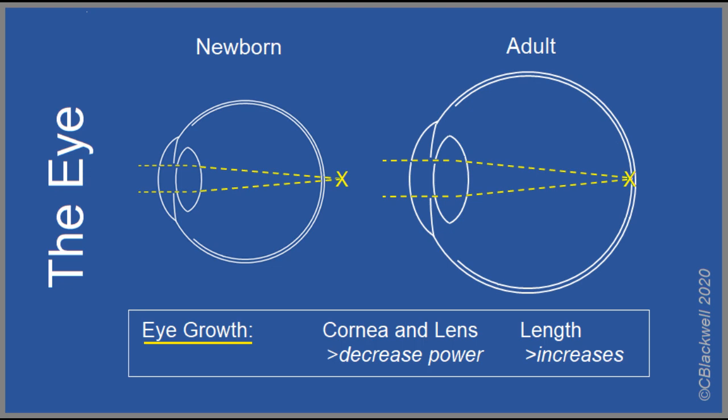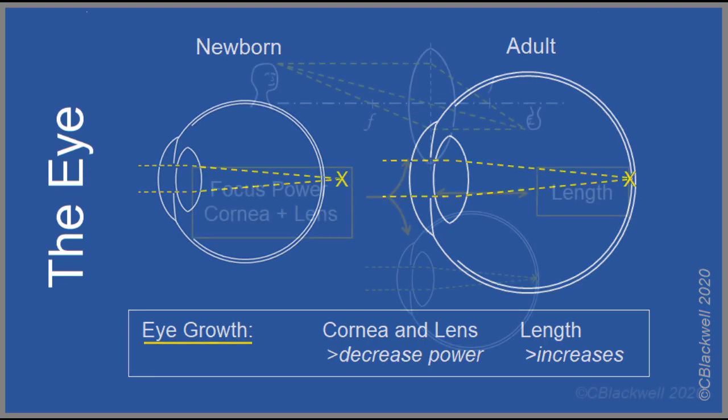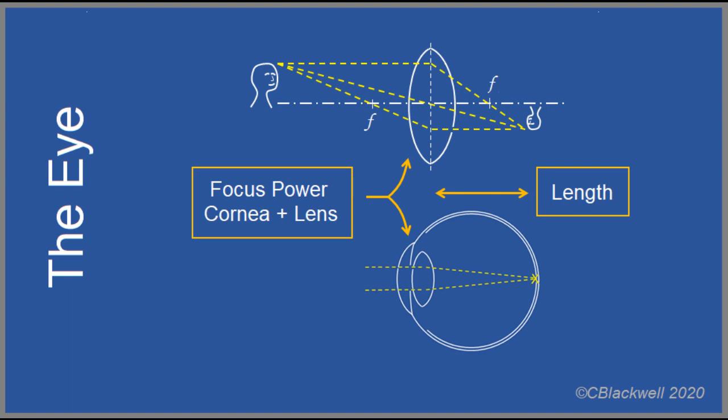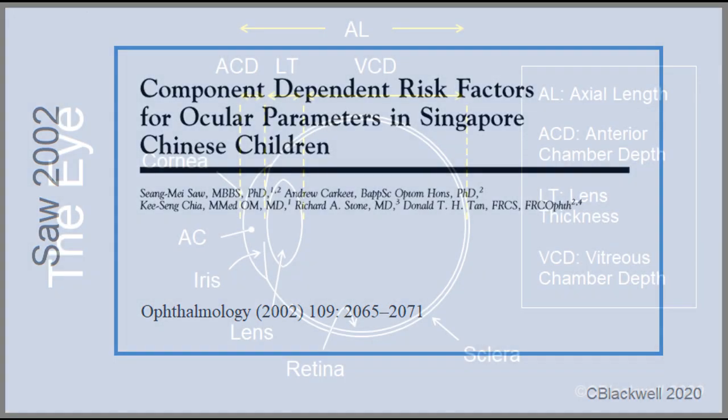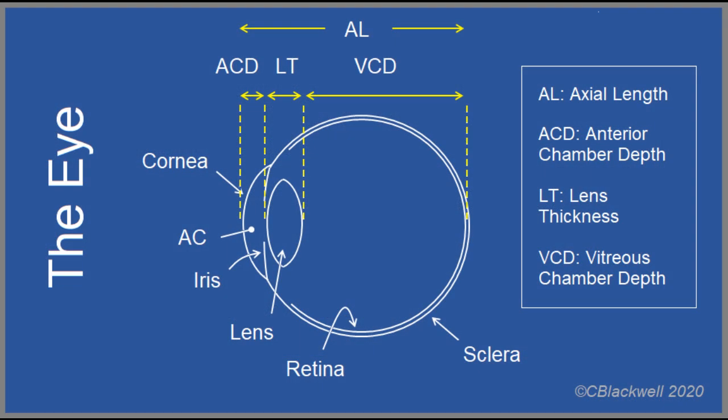How specifically does the eyeball change as it grows, and how does that lead to myopia? For that, we need measurements of the focusing system and the length of the eye. Respecting historical precedent, we start with an early study by Saw and co-workers who measured eye growth in children ages 7 to 9. They also looked at associations with environmental factors. These are the various parts of the eye that were measured.